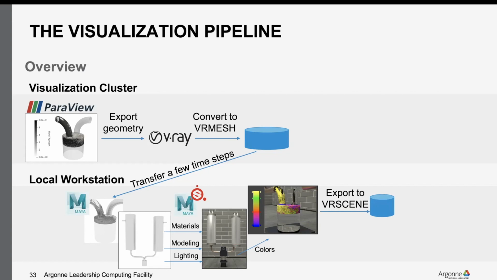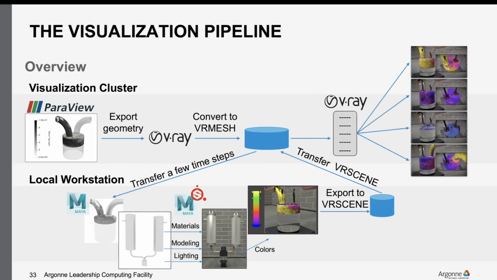And then we would export that as a scene, a VR for V-Ray scene, and it's a format that it knows. Move that scene back to the cluster, where we would then use this scene. We did this for a couple of time steps on the workstation, but now I can just swap out the time steps for all the time steps in the full data set, and in parallel run essentially multiple instances of V-Ray to render different steps of the simulation.